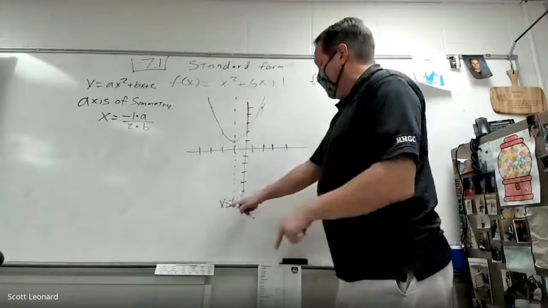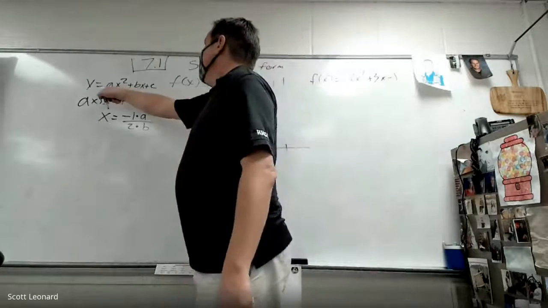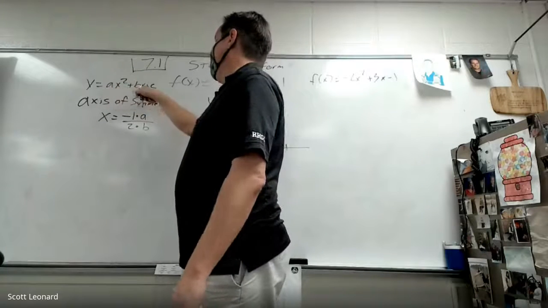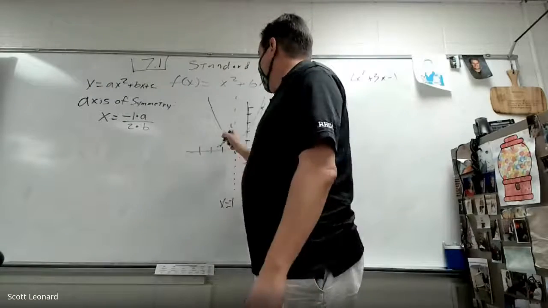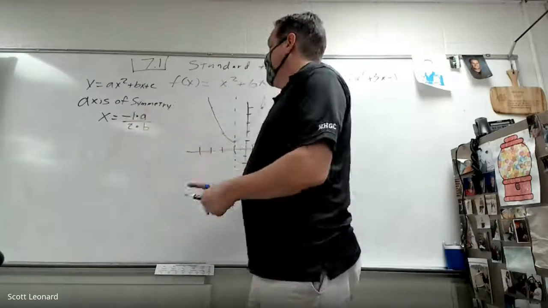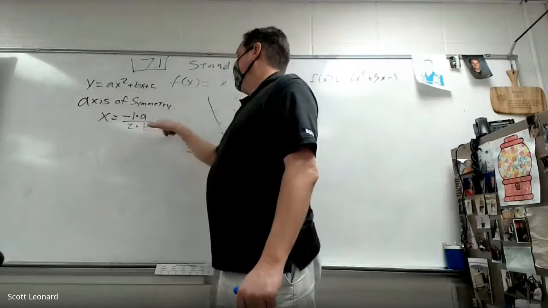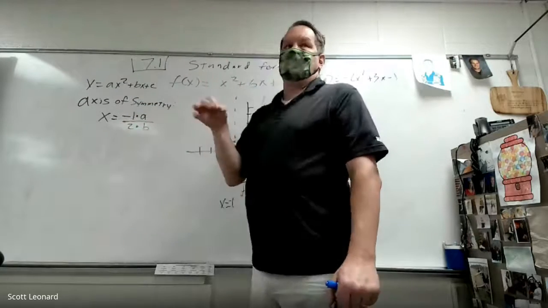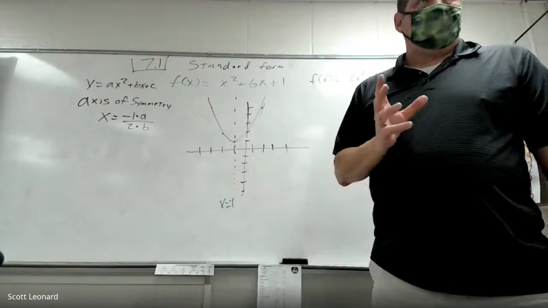Now, to find this axis of symmetry, if we're in standard form, the number in front of the x squared is A, the number in front of x is B, and the constant by itself is C. To find this imaginary dotted line that cuts the parabola in half, we use a simple formula. You take -1 times the A value divided by 2 times the B value. The -1 and 2 are always in the formula. They're just part of it. That makes sense?